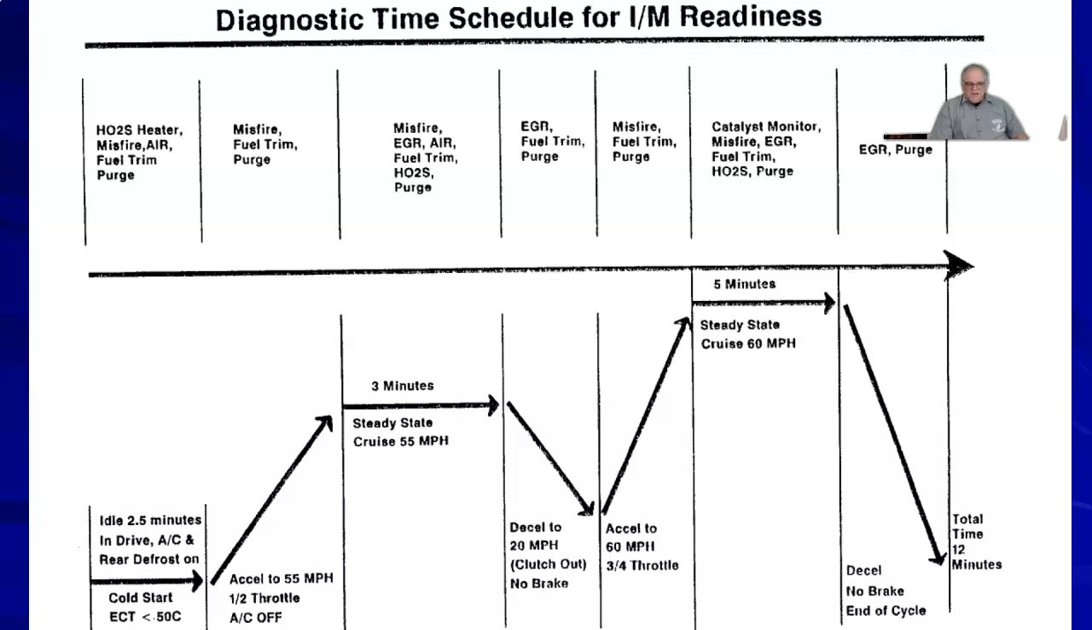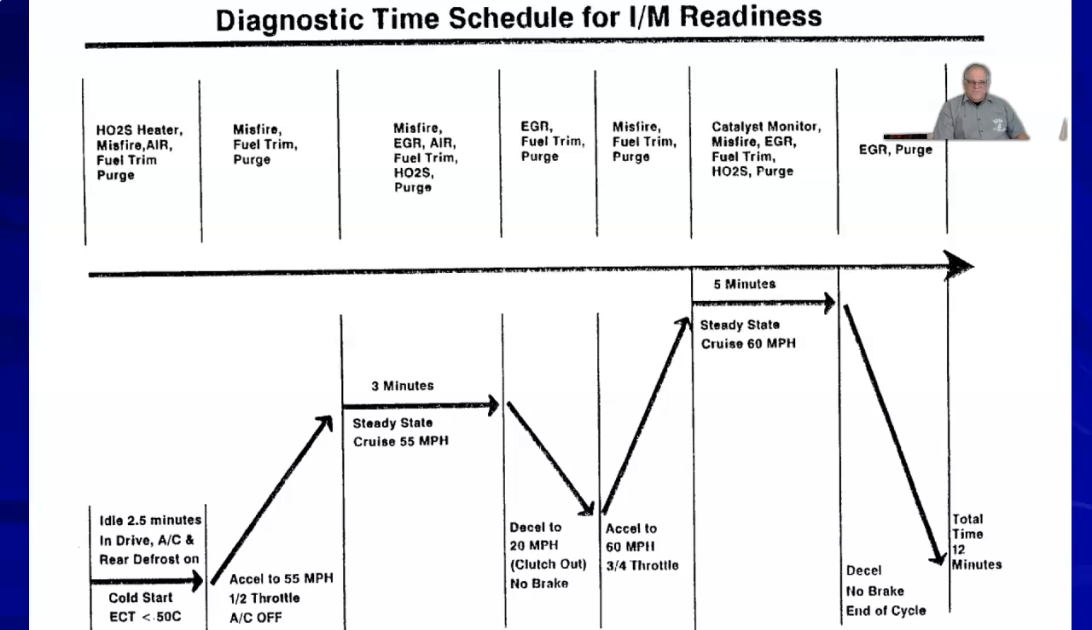Get down to 20 miles an hour, now you're going to accelerate at 3/4 throttle up to 60 miles an hour. You're going to hold 60 miles an hour for 5 minutes. You can't take your foot off the throttle and back on, so you can't accelerate, decelerate. You have to hold a steady cruise.